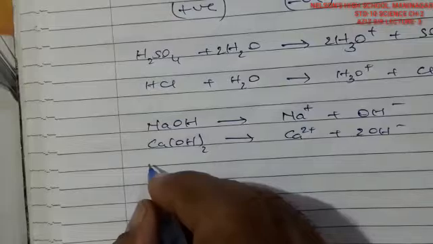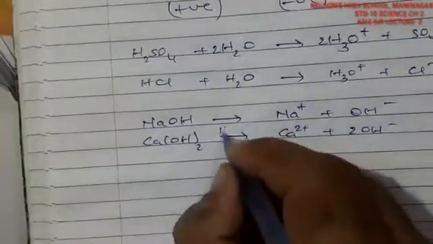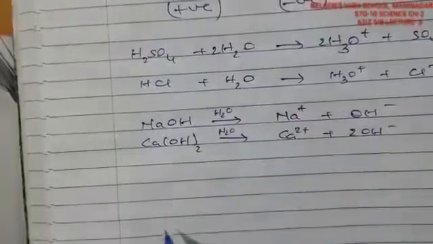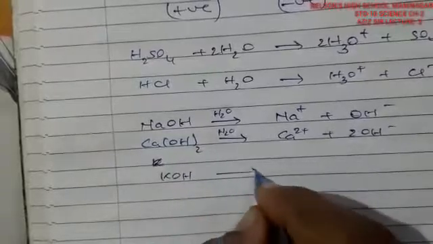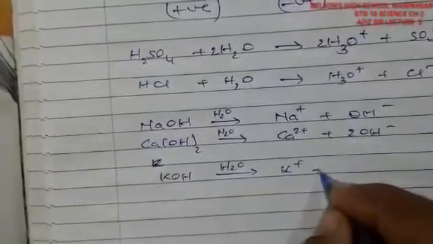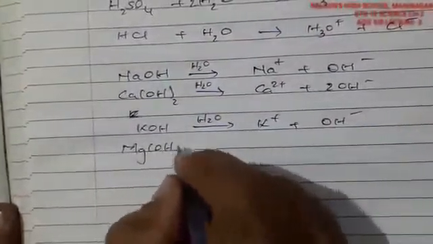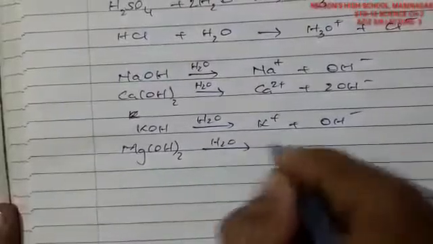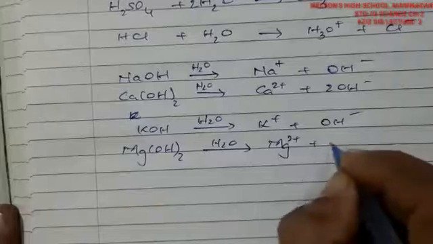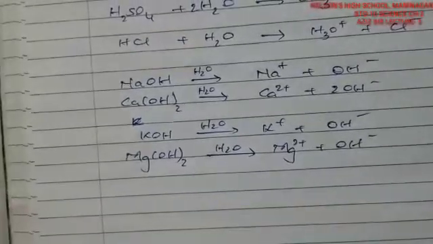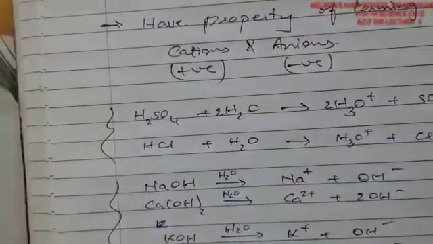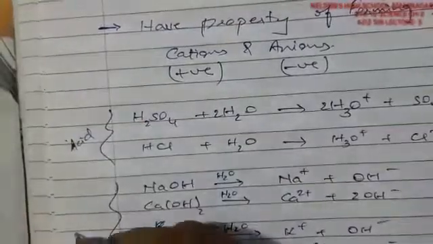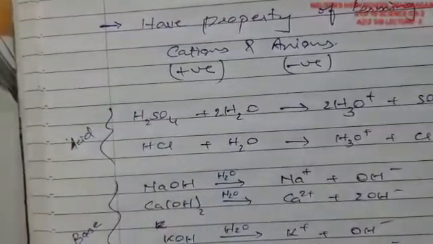We can take magnesium also in the presence of water molecules H2O. We can take an example, KOH, potassium hydroxide, in the presence of H2O, forming K plus ions plus OH minus. In the same way magnesium hydroxide, these are the examples given inside your book, forming Mg2 plus and OH minus. So this is how it can be ionized. This is the ionization property of base and this is the ionization property of acid. We have taken certain examples for acid and certain examples for base, because of the ionization.